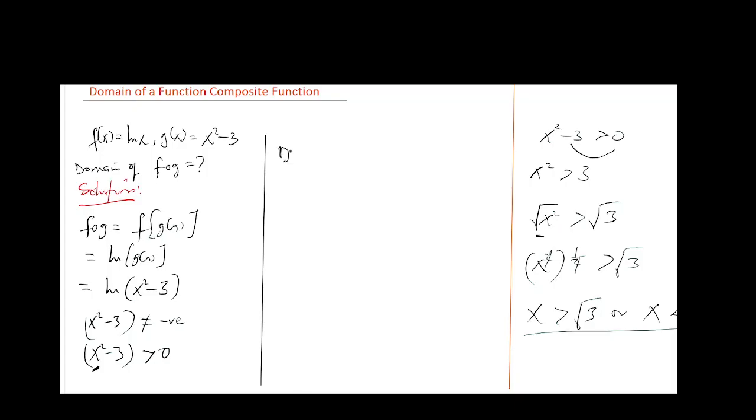So our domain now will be starting with set notation. x is a set of all real numbers, but our x is less than minus root 3, or our x is greater than root 3.